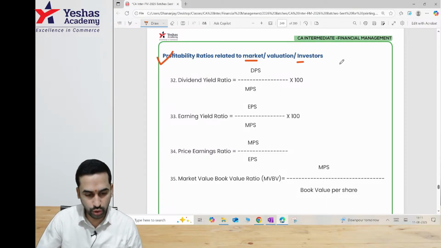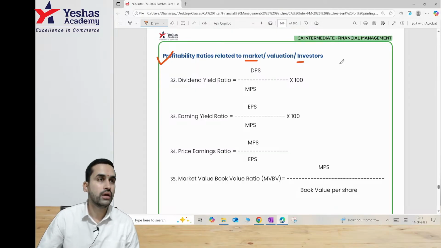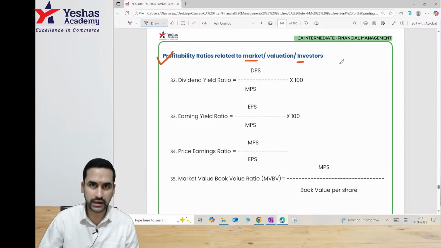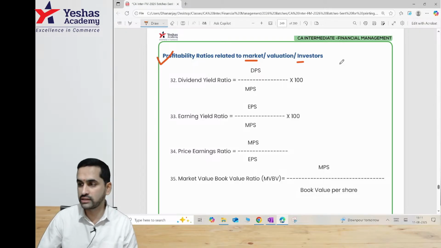And I will show you all these ratios on a website. You can go to moneycontrol.com, you can go to Business Standard, you can go to any of these share market related websites. Money Control is the easy one, simple one for all of you to understand, so I'll be taking you there.